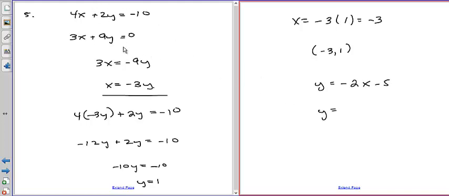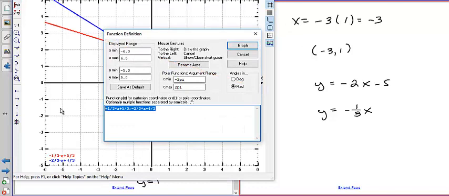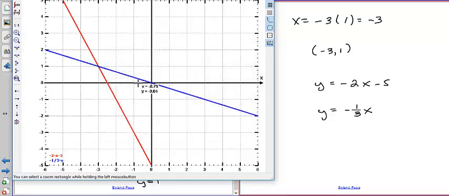And if you solve for y here, instead of for x, we'll get negative 1/3 x. So x is negative 3y, or y is negative 1/3 x. Okay, so those are the two equations. The second equation is going to go through the origin. So the first equation is negative 2x minus 5, and the second equation is negative 1/3 x. And we say the point of intersection should be negative 3, 1. So we got negative 3, 1. There we go.